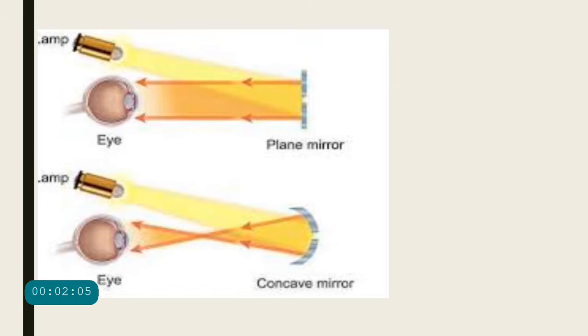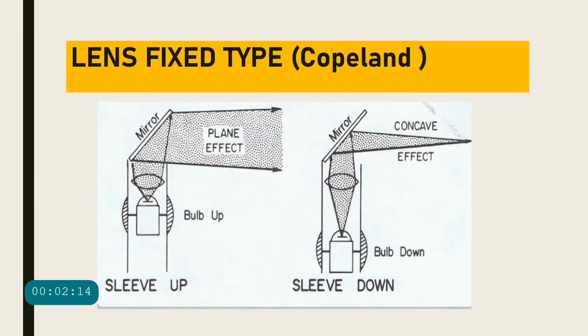Now, as I told you, in plane mirror the rays are basically parallel or diverging, and in concave mirror setting the rays are usually more converging and more focused. Now, as I told you, in the streak retinoscope we do not have the plane mirror and concave mirror per se. Instead, we have the movable bulb or the lens.